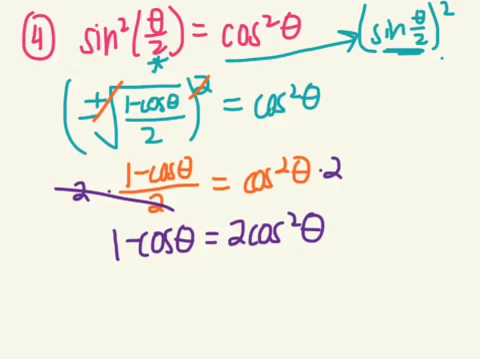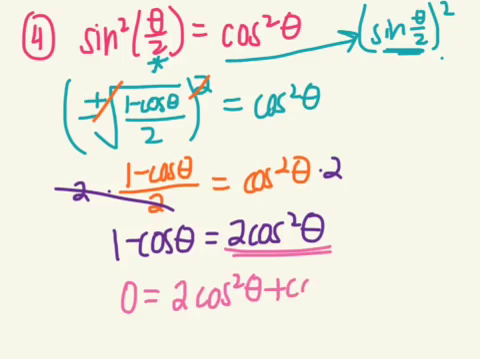Again, we want to keep the cosine squared positive, so we're going to leave that on the right side. So 2 cosine squared of theta. If I add over that cosine, and then subtract over the 1. So this is the quadratic that we're going to need to factor.